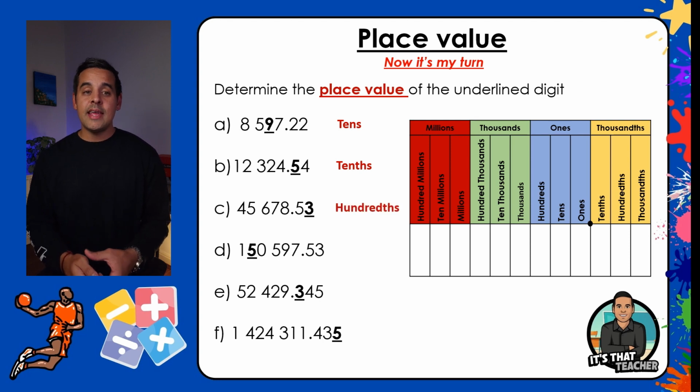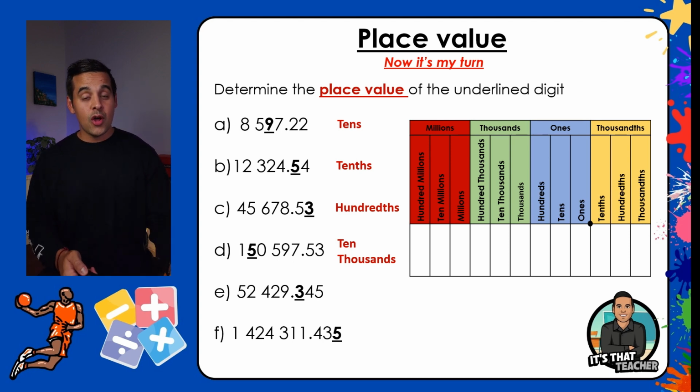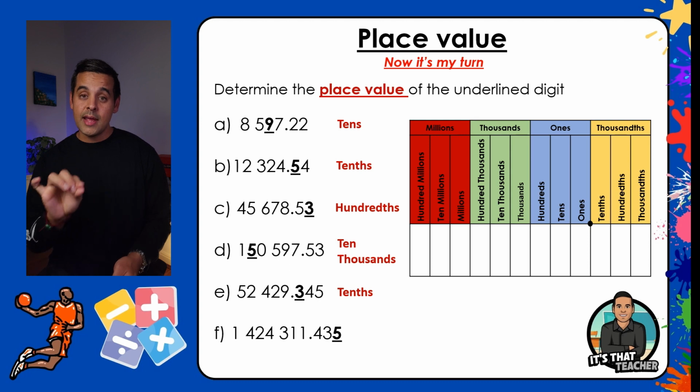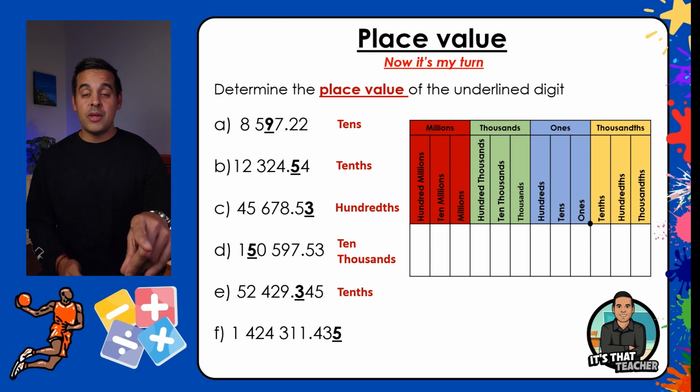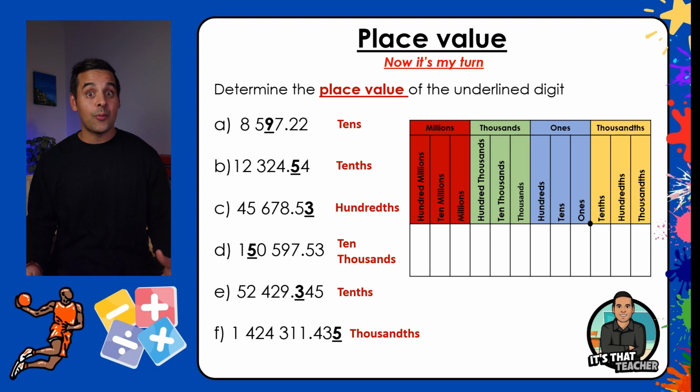Now, in D, 150,597.53, that 5 would be in the tens of thousands column. E, you can see it's the first number after the decimal point, which you know now is the tenths column. And finally, on F, you've got 1 in the final column. 3 numbers after the decimal place. As you can see in the picture here, it would be the thousandths column, the hard one to say, the third number after the decimal point.